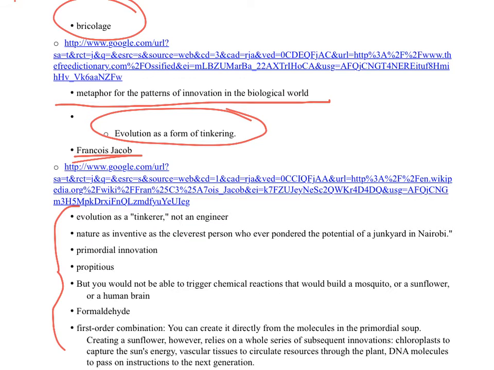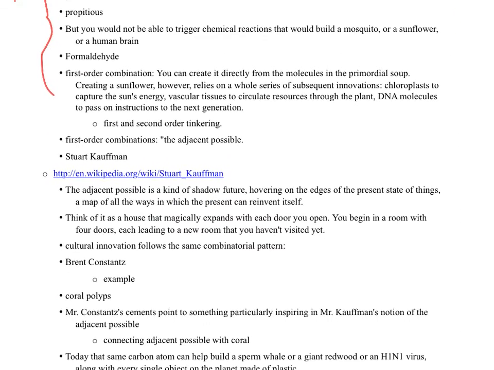And as we work our way down the page, we get into some really important stuff, like all this right here. This is at the key of what he's trying to say. And then I remind you that it's about tinkering, and that first order combinations are the adjacent possible.